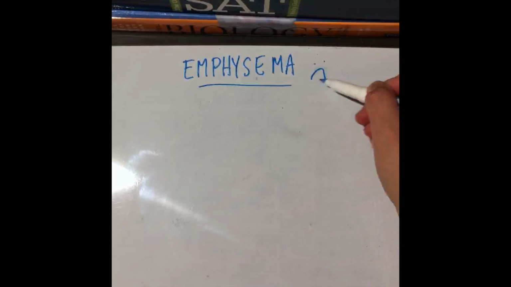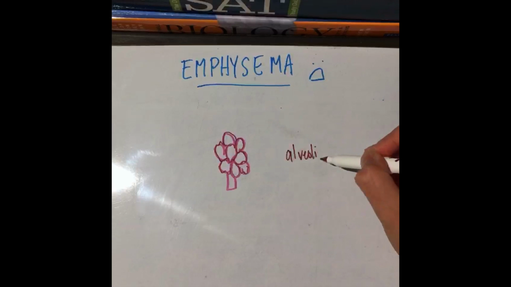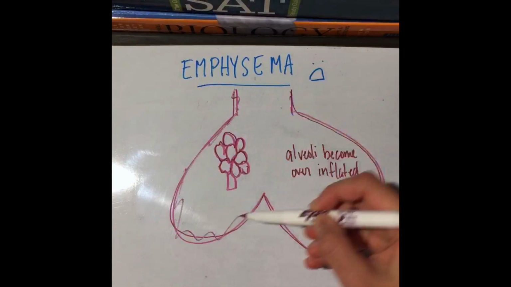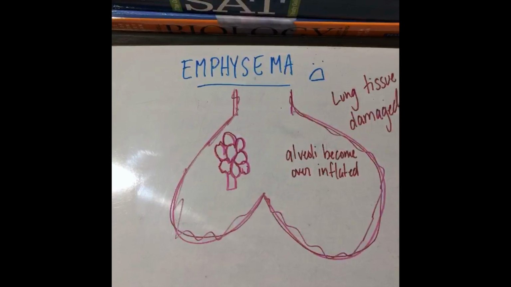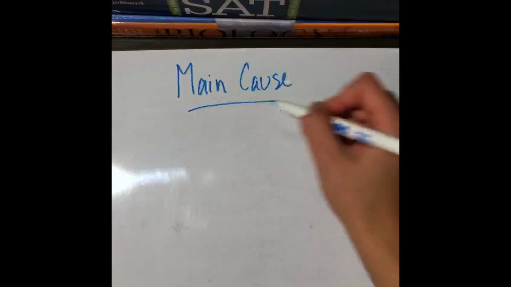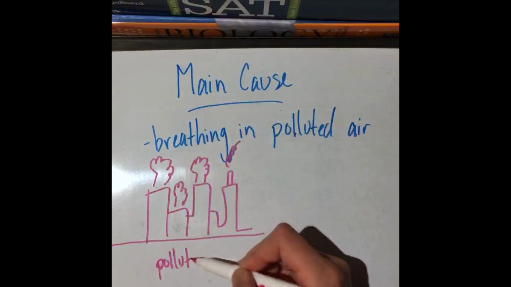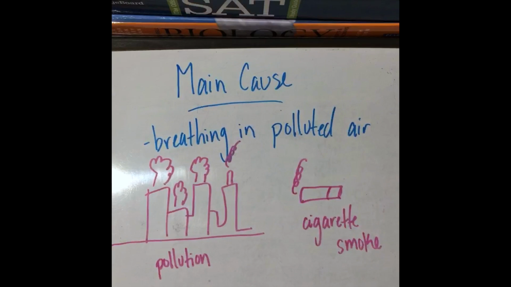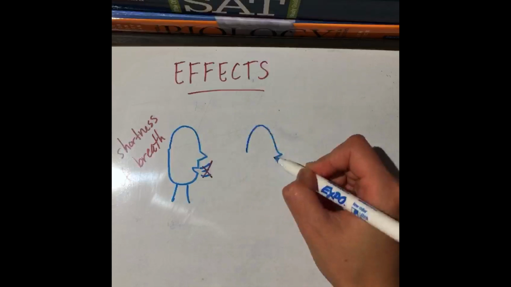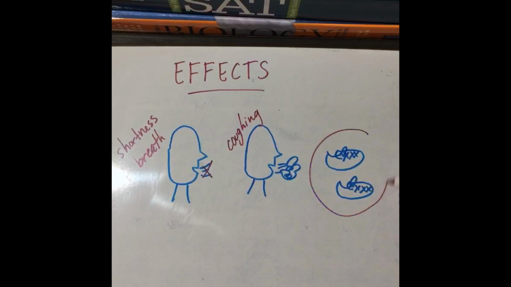Emphysema is a disease of the respiratory system that occurs when the alveoli in the lungs become overinflated and the lung tissue responsible for the transfer of gases is damaged. As a result, CO2 and O2 cannot pass as easily in and out of the lungs. The primary cause of emphysema is the inhalation of chemicals into the lungs through breathing in polluted air or smoking. People with emphysema will suffer from shortness of breath, coughing, and a lowered tolerance for exercise.